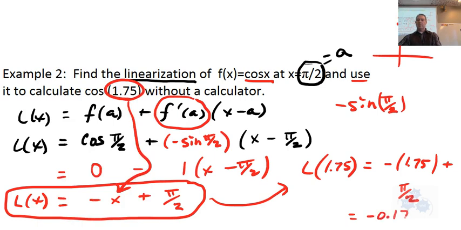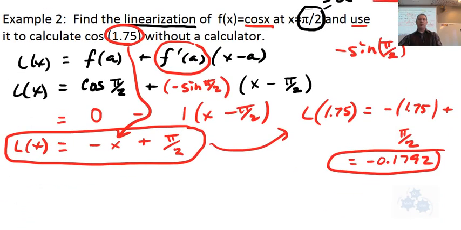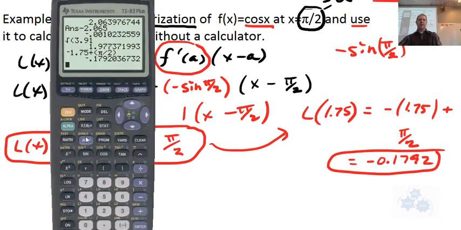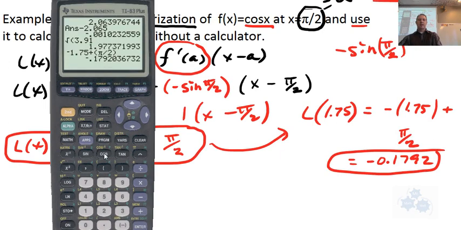Okay, let's see if that's close. So cos of 1.75, and of course that would have to be in radians, right? Okay, let's hope and pray. Oh, look at that. Pretty darn close. See that? So there you go. Well, is it close enough? Okay, that's a good question.